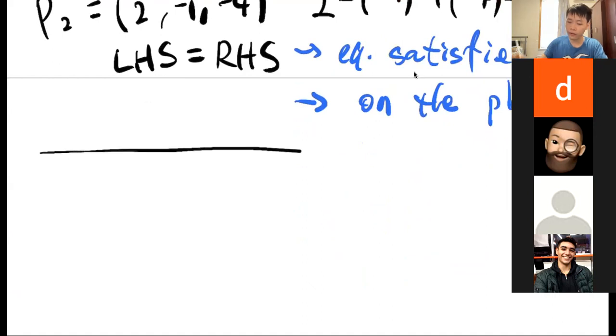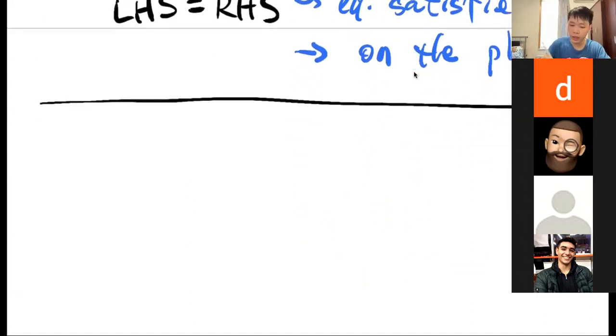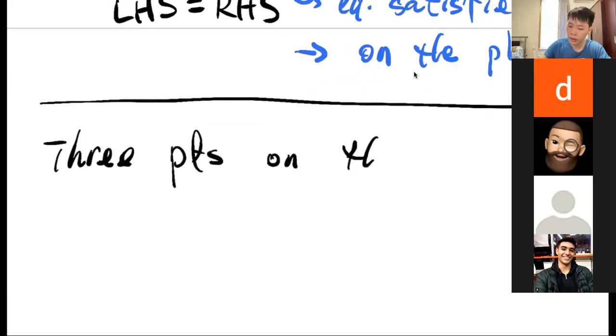The second way of finding the equation is that sometimes you're not given the normal vector. So in the second case, if you're given 3 distinct points on the plane, it turns out that is enough for you to find the equation for the plane as well.